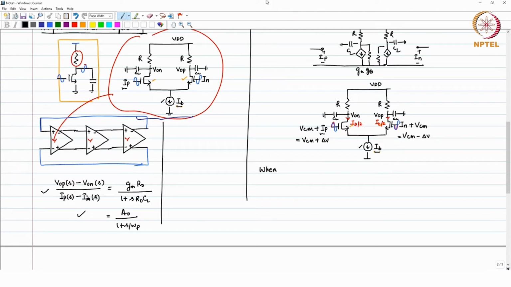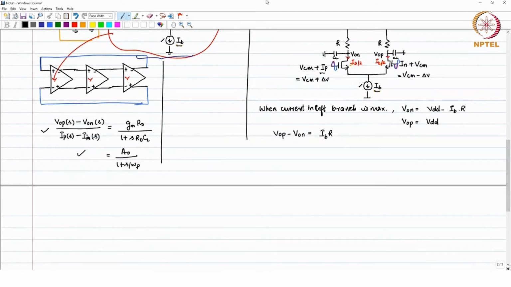So, when current in the left branch is maximum, then you have VON as VDD minus IB times R, and VOP at that time, because there is no current in the right branch, is equal to VDD. So, looking at the differential swing, VOP minus VON is going to be IB times R.